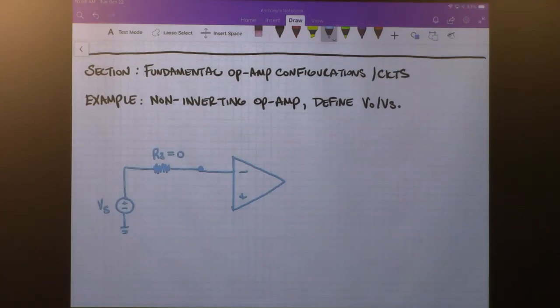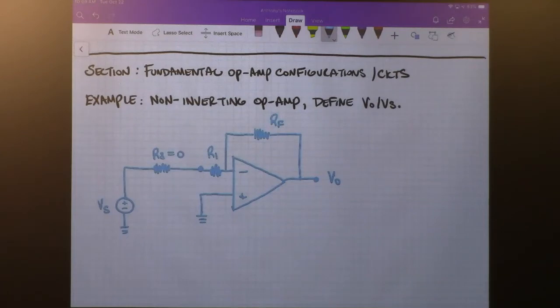Sorry, I'm just seeing if one piece is missing from this, but I think we're okay. All right. And so this is called our R1 value. We're going to call that our feedback resistance. This is our output right here.